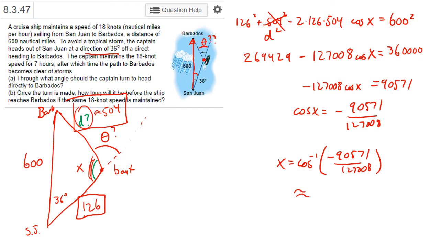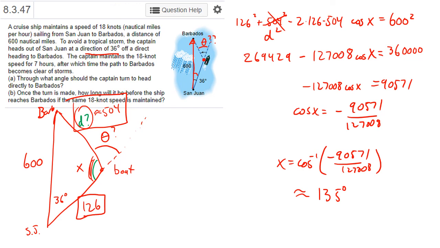Remember, arc cosine by default is in radians, and most people navigating boats do not want to be told how far to turn based on radians. They want degrees, so I'm going to multiply this by 180 and divide by pi, and get 135 degrees. Okay. Rounding off to the nearest integer, this is about 135 degrees.